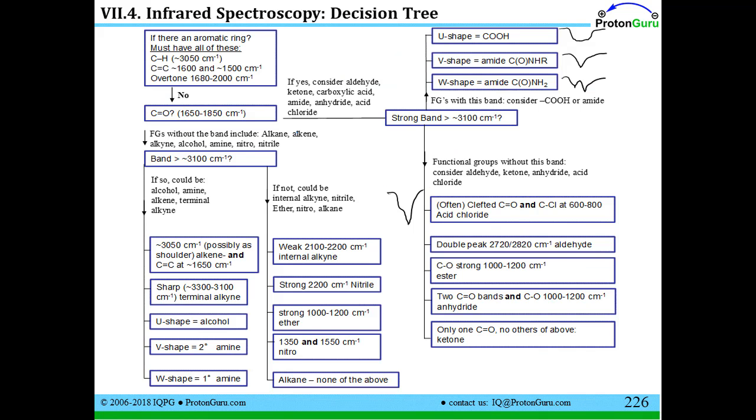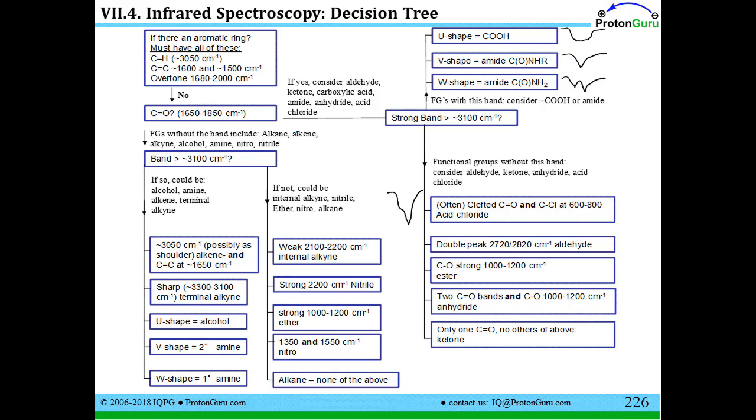Now, if you take all this information together, there are a variety of different ways you can use this information to try to identify particular functional groups in a given infrared spectrum. And here's something of an infrared spectroscopy decision tree. You can really start jumping into this decision tree at any point and looking at the different spectral features that correspond to different functional groups.